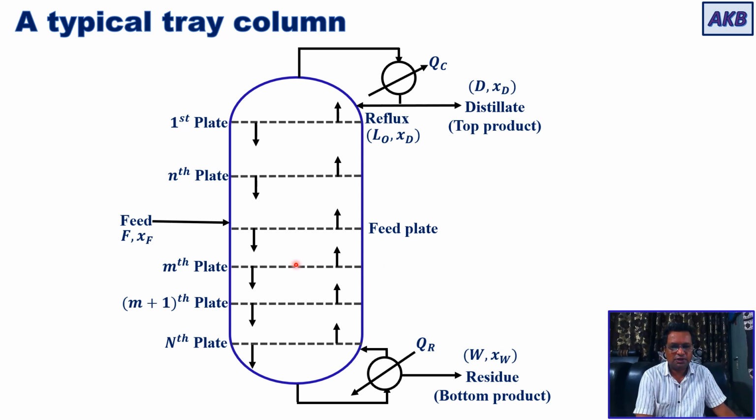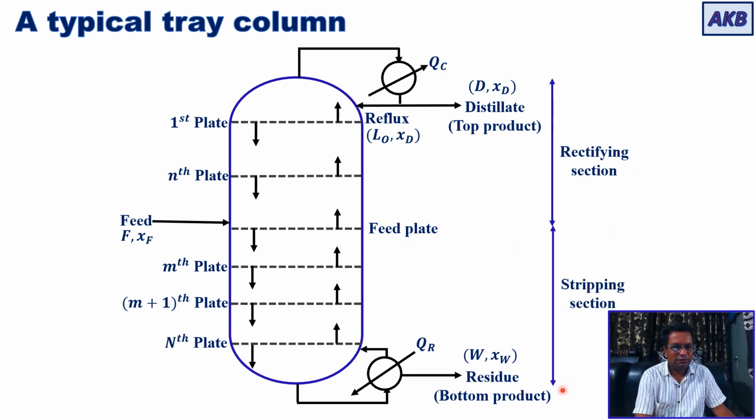This is how we will be discussing a typical tray column. With this notation, we are going to take material balance for this tray column. In my previous lecture I discussed the section above the feed plate, which we call the rectifying section, and the section below the feed plate we call the stripping section. So let us now move ahead.